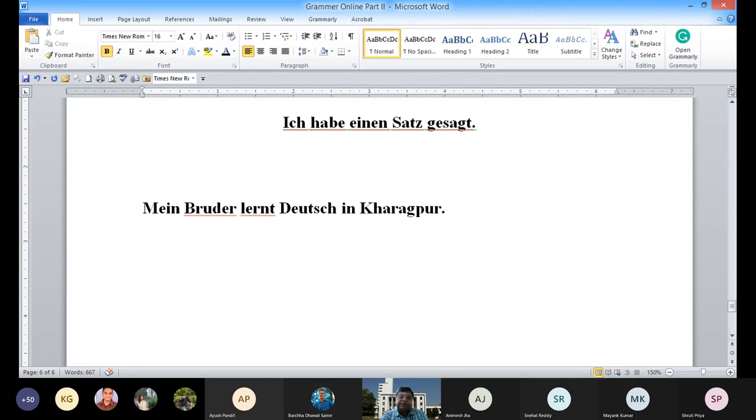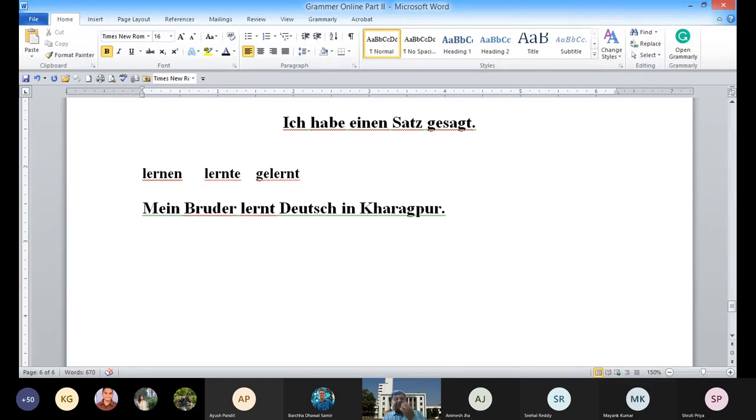Very simple sentence. Now let me give you the three verb forms: lernen, lernte, and gelernt. Gelernt, yeah. These are the three verb forms. Lernen is the first form, to learn. The second form is lernte, and the third form is gelernt.